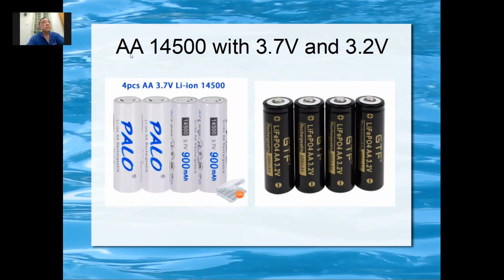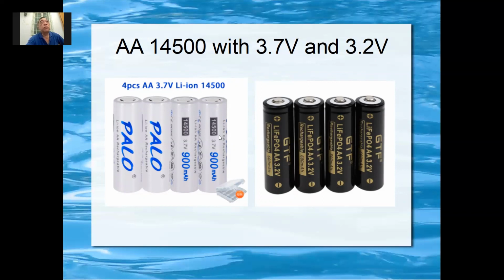Okay, this one is a lithium ion battery. But this one looks like a AA. Exactly same size as a AA. Sometimes the head is a bit flat. Sometimes there's something bulging out. Okay, but this one battery alone is 3.7 volt. Look carefully, 3.7 volt. This battery alone is 3.2 volt. Because this is lithium iron phosphate. This is lithium ion, so it's 3.7 volt.